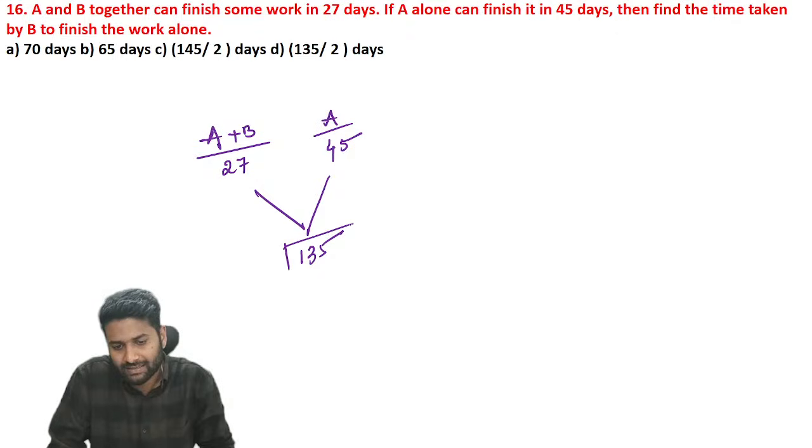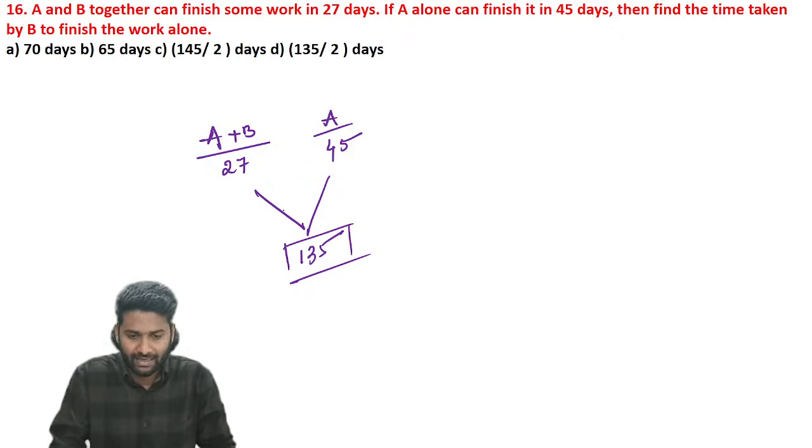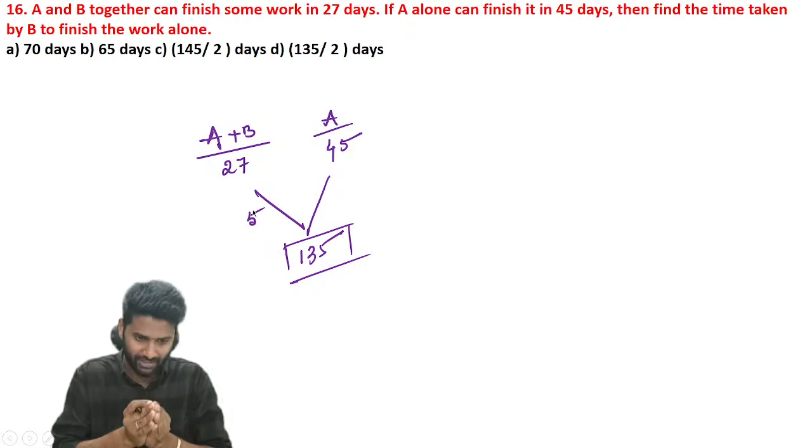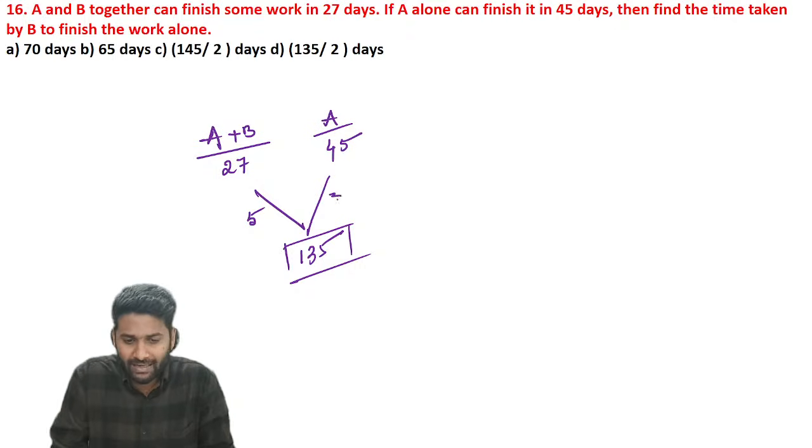Let us take the total as 135 units of work. If I assign that A and B take only 27 days, it means per day they will complete 5 units. 5 units per day. It takes only 27 days to complete 135 units. If I assign this work to only A, A takes 45 days. It means he can complete 3 units per day.